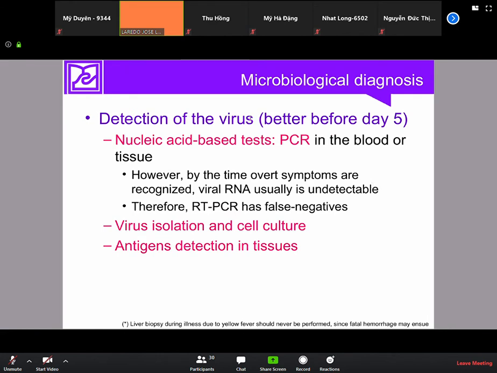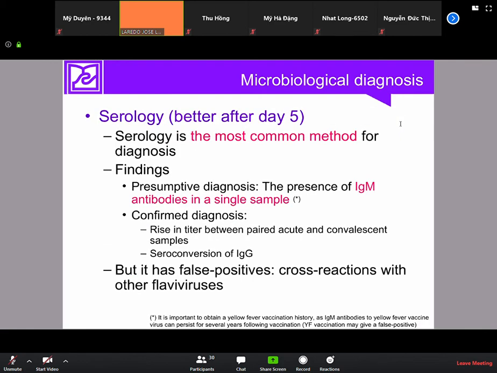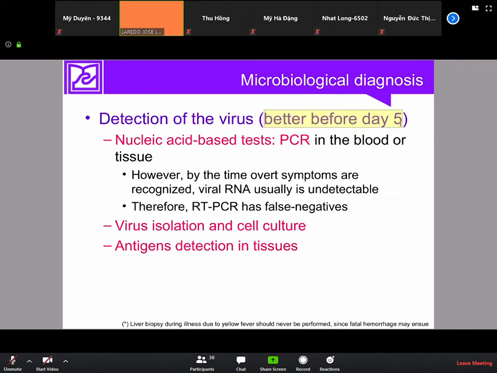We can also detect the virus. We can detect the nucleic acid by PCR, but this is possible better before the day 5, because later the virus is not replicating, so we don't find the virus in the blood. So the diagnosis of yellow fever is very similar to the diagnosis of dengue. Detection of antibodies, better after the day 5. Detection of the nucleic acid by PCR, better before the day 5.